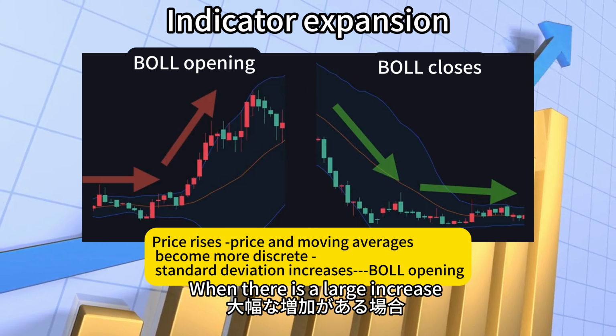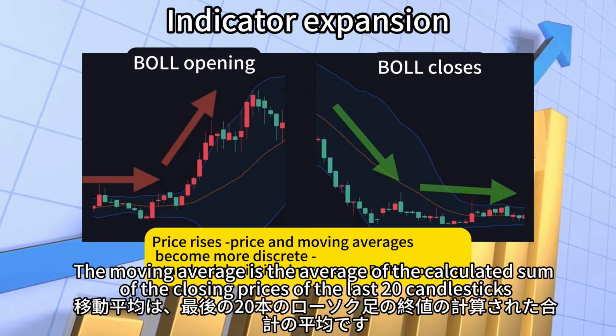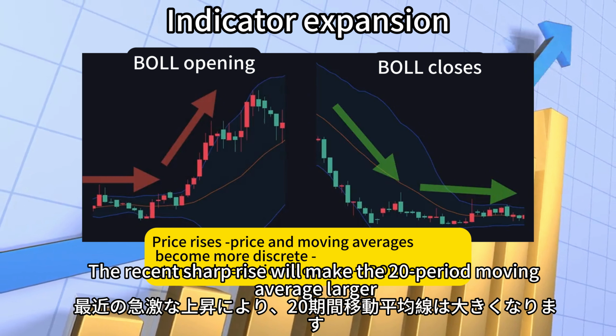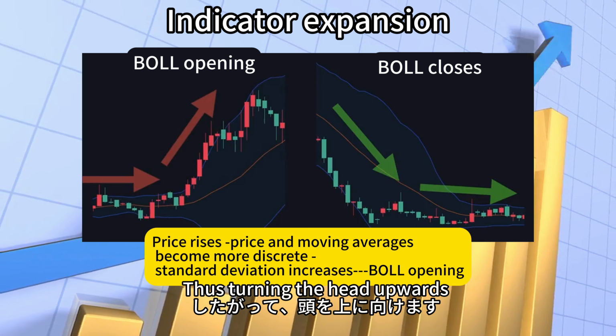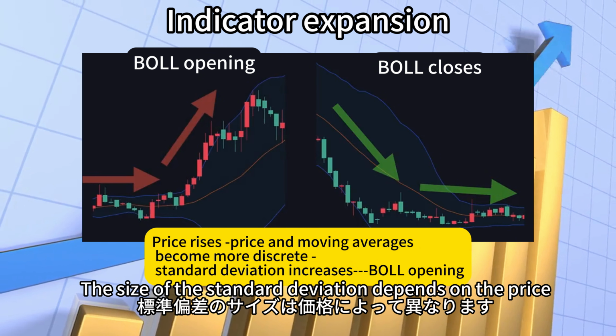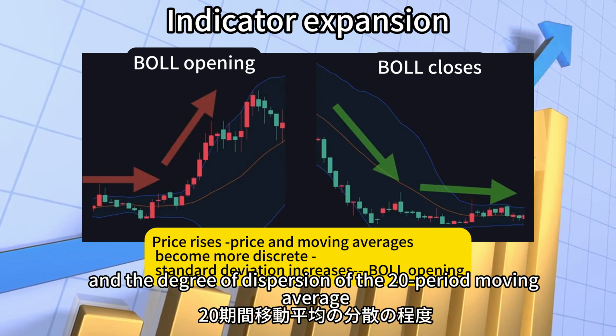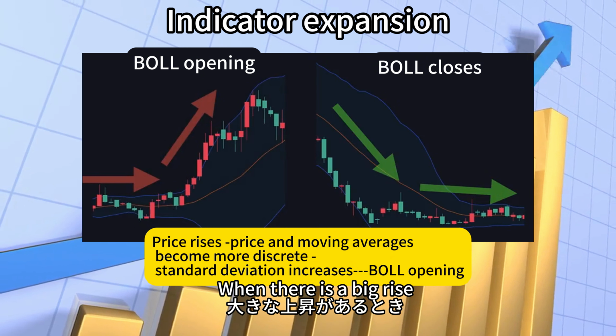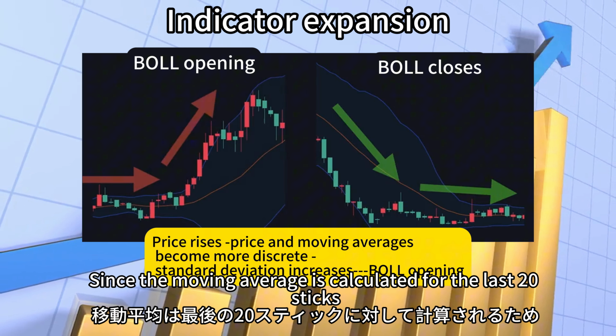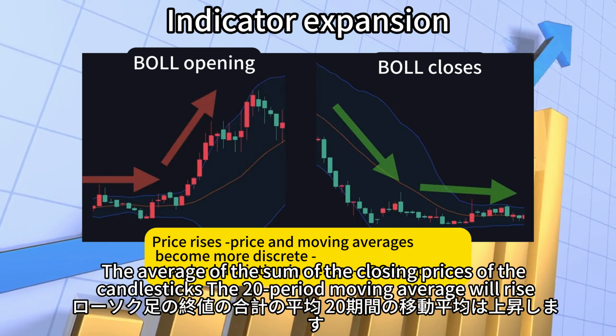When there is a large increase, the moving average is the average of the sum of the closing prices of the last 20 candlesticks. The recent sharp rise will make the 20-period moving average larger, thus turning upwards. The size of the standard deviation depends on the degree of dispersion between the price and the 20-period moving average. When there is a big rise, since the moving average is calculated from the closing prices of the last 20 candlesticks, the 20-period moving average will rise.